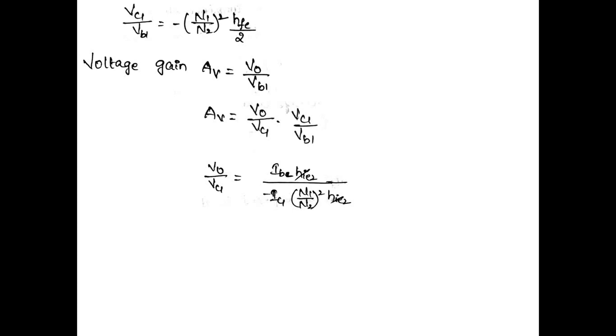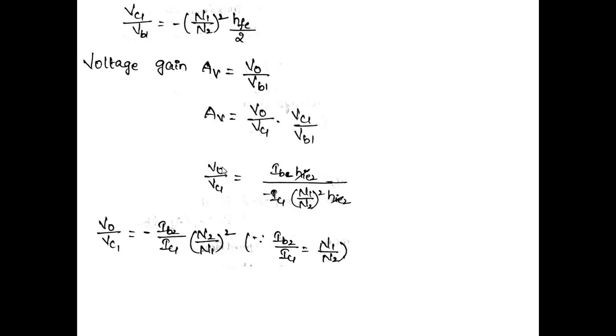This is again the formula. V0 by VC1, because we know the basic formula for VC1: minus IC1 into (N1 by N2) whole square into HIE2, and we know the formula for V0. V0 is equal to IB2 into HIE2. You just simplify this equation, we will get V0 by VC1 equal to minus IB2 divided by IC1 into (N2 by N1) whole square. This is based on the current transformation relation we have.